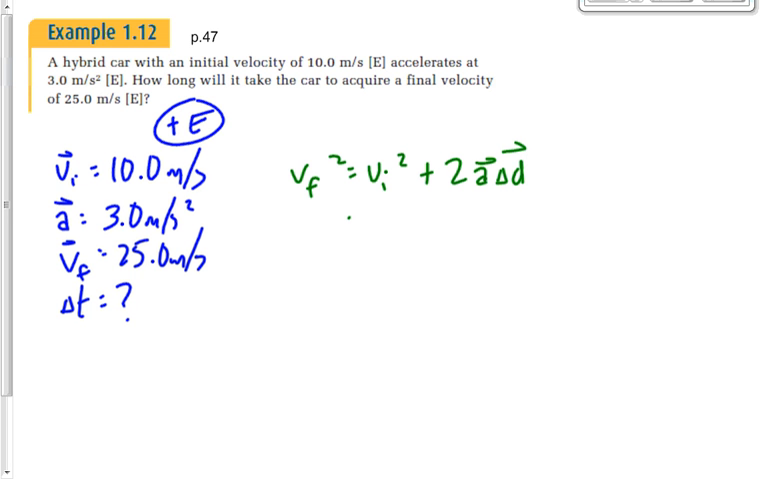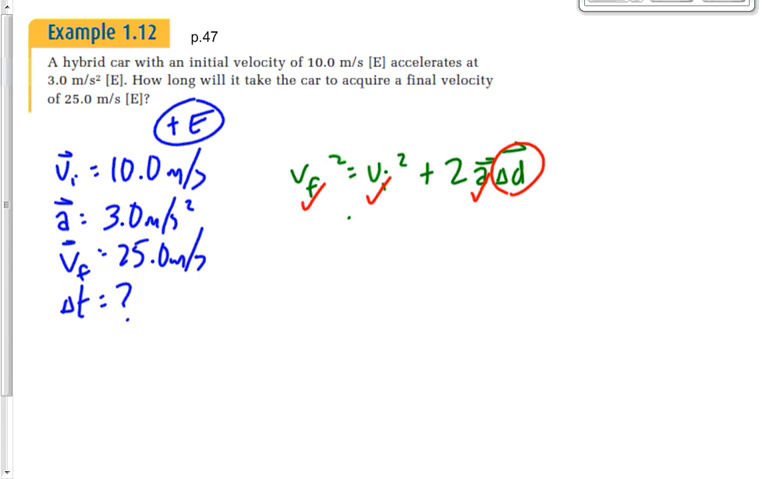Do I have VF? Yes. I've got final velocity, but a final speed would just be 25 with no direction, right? VI would be 10. Okay, got it. A, I got it. I could solve for D here, right? But that's not what I'm looking for. Have I got the wrong answer? No, I just solved for something I wasn't looking for. That's okay. Maybe, in fact, you can use delta D with another equation to find T.